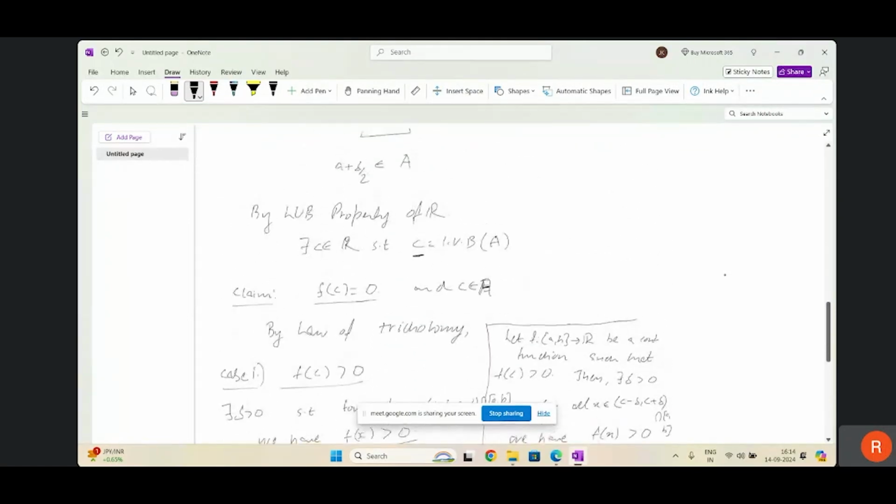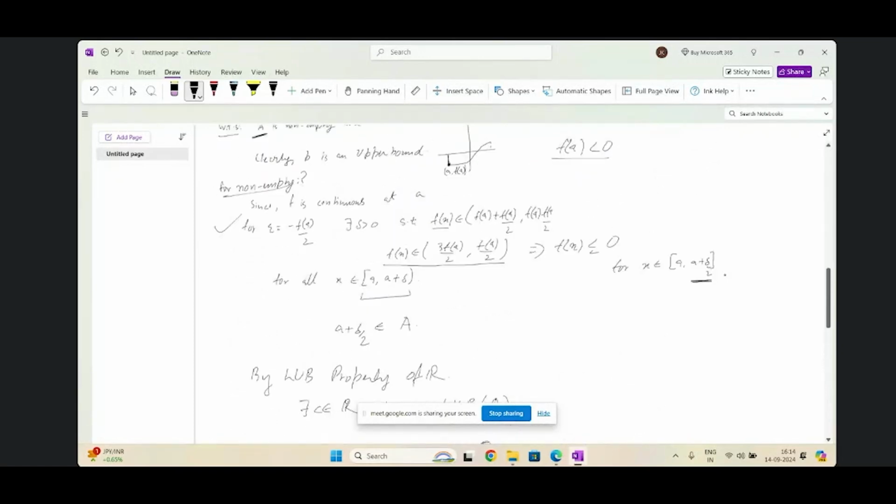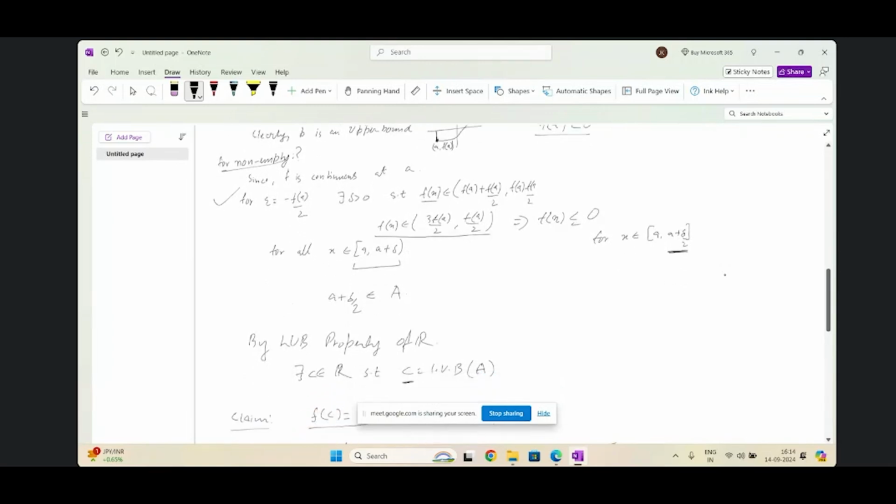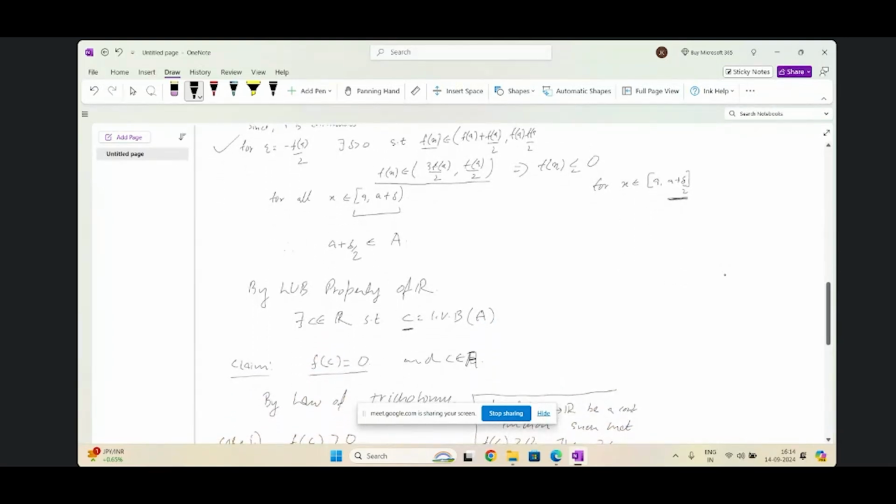So this is how we can use the LUB property to prove this major result, that is the intermediate value theorem. I hope you get something from there.